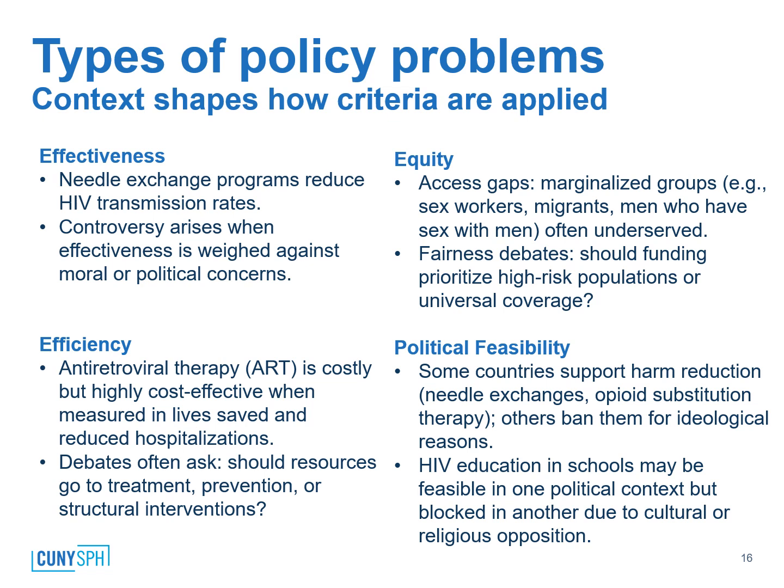Then there's political feasibility. Some countries embrace harm reduction, whereas others outright ban it. For example, HIV education in schools may be routine in one place, but politically blocked in another due to cultural or religious values. So these examples show us that HIV is not just a health issue, but it's also a political and social one. Policy debates always involve multiple and competing criteria, and choices reflect the trade-offs that different contexts demand.